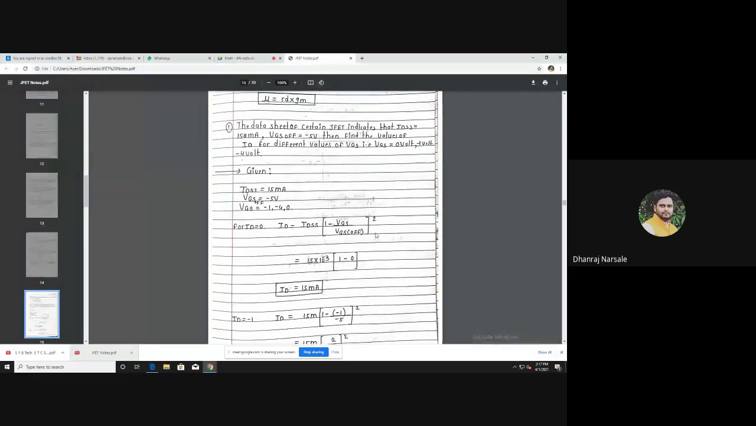Here we need one example based on that. The data sheet just indicates that IDSS is equal to 50 milliampere, the maximum value of drain current is 50 milliampere. Voltage between gate and source, VGS off, is equal to minus 5 volt, means the reverse voltage between gate and source is 5 volt. Minus is for reverse purpose. Voltage between gate and source is equal to minus 1, minus 4, 0. So these are the different values for ID. ID is equal to IDSS in bracket 1 minus VGS divided by VGS off, whole squared.